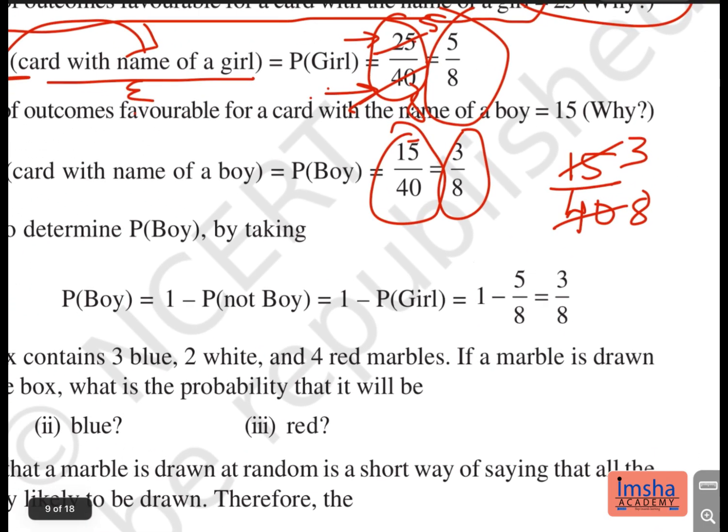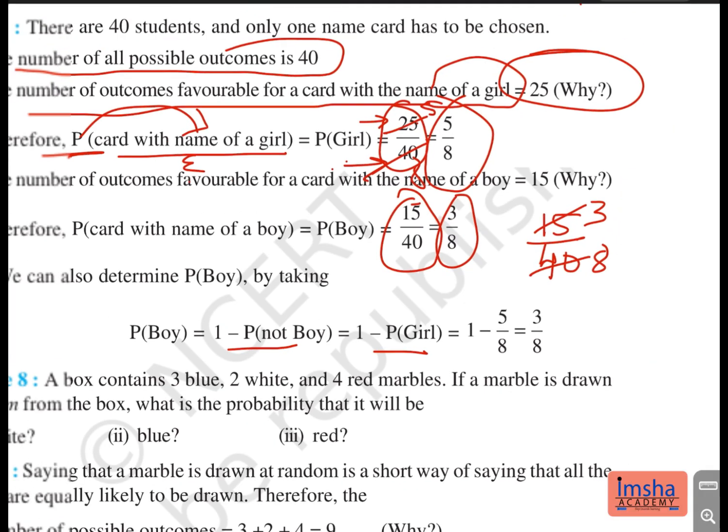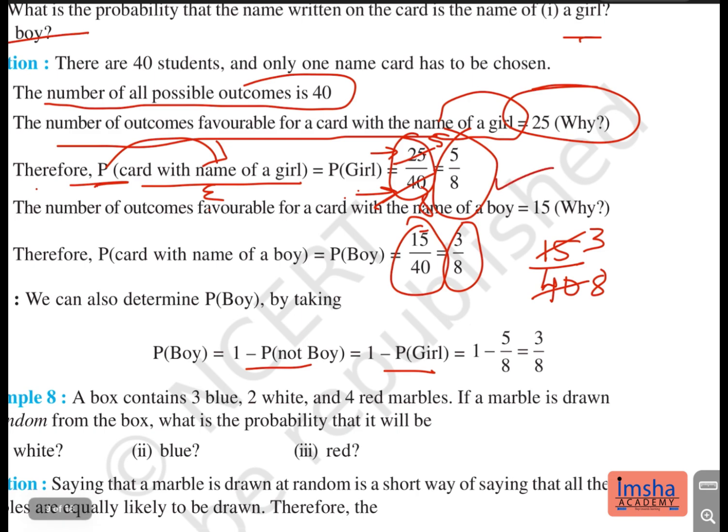So you can either take the boys value or the girls value, and you can subtract it. If you have already got the girls value, how many girls are there, and the probability of a representative being a girl is 5 by 8. So it directly means the event not happening, that is, a boy will not be a representative. So minus it from the total probability. The total probability is 1. 1 minus 5 by 8 is 3 by 8.